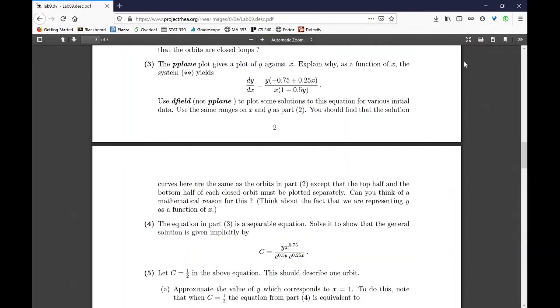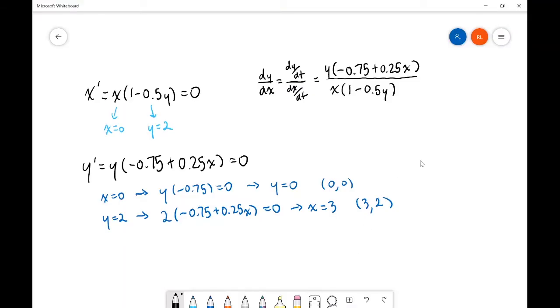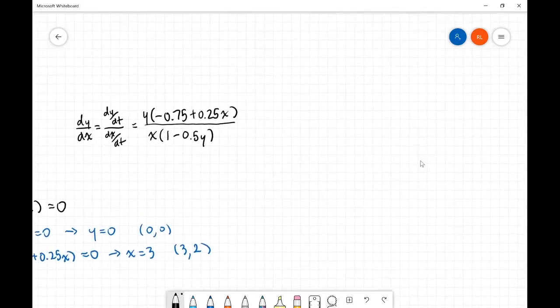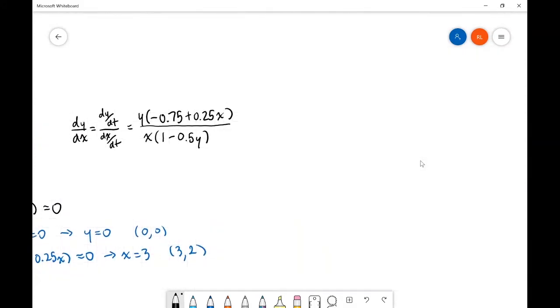Now, for number 4, we note that the equation in part 3 is a separable equation. So this differential equation is a separable equation. So we solve it to show the general solution. And of course, we could do that here. So this is a separable differential equation, which means that we put all the y's on one side and all the x's on the other.